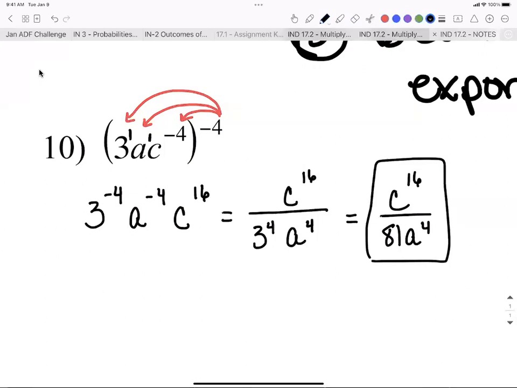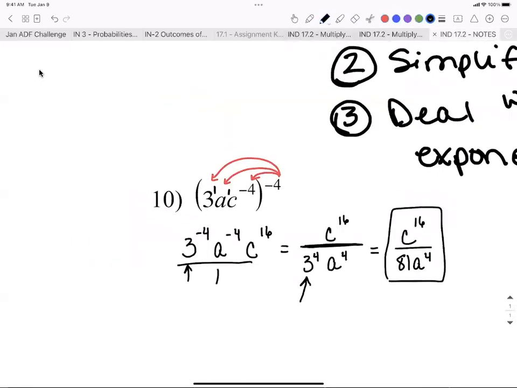Then start moving everything. So when I drew my line here, I decided that my 3 to the -4 needed to be moved to the bottom, because remember, everything is technically in the top right now. So my 3 to the -4 moved to the bottom. My a to the -4 moved to the bottom, and my c to the 16 stayed on top. And then the final step is to go ahead and simplify 3 to the -4, which is 81. And so your final answer would be your c to the 16 on top, and then 81, a to the 4 on bottom. Any questions?